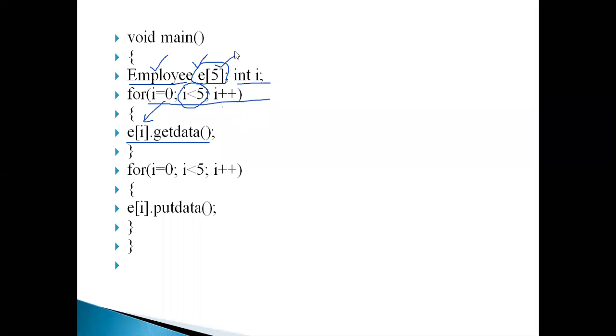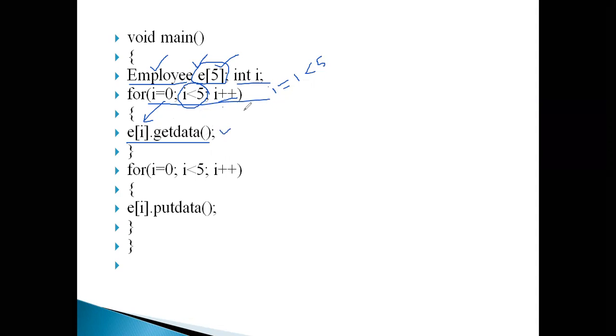I plus plus will execute. So whenever I plus plus executes, the I value becomes 1. Whenever the I value becomes 1, again it is checking whether 1 is less than 5 or not. If it is true, then again it is going to execute E of I dot get data, that is E of 1 dot get data.